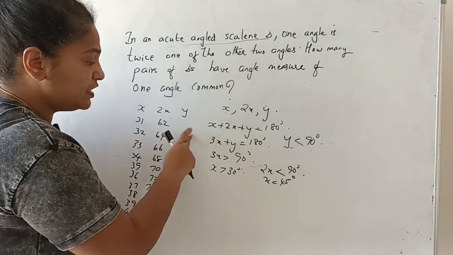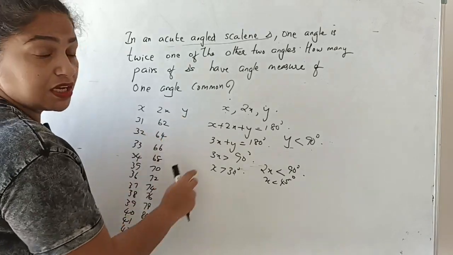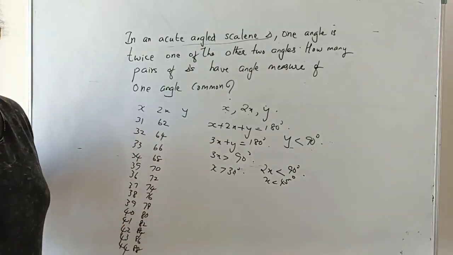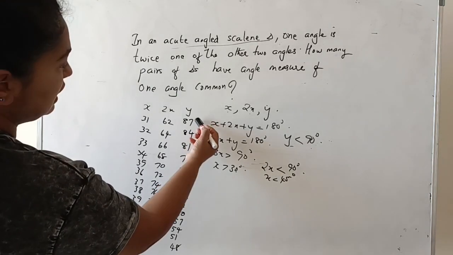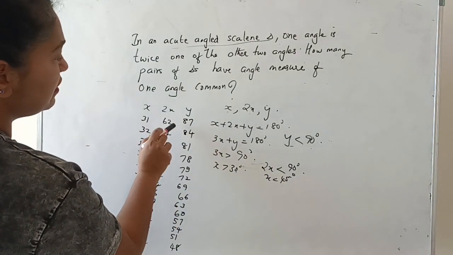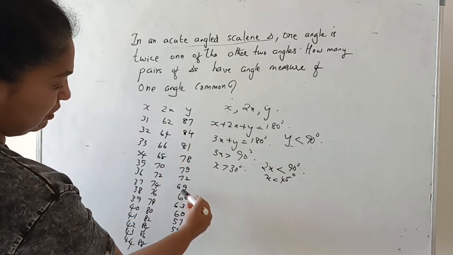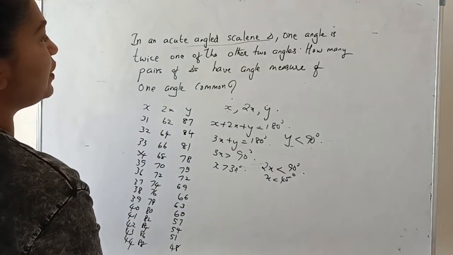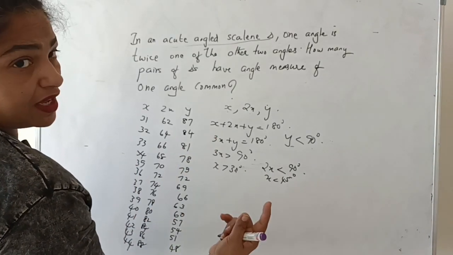Likewise, I need to find out the value of y for each of these triangles. So here I have written down the value of y, which I got by subtracting 180 minus 3x, 180 minus x plus 2x, right? I have written down all the values of y. Now I need to find how many pairs of triangles have the angle measure of one angle common.